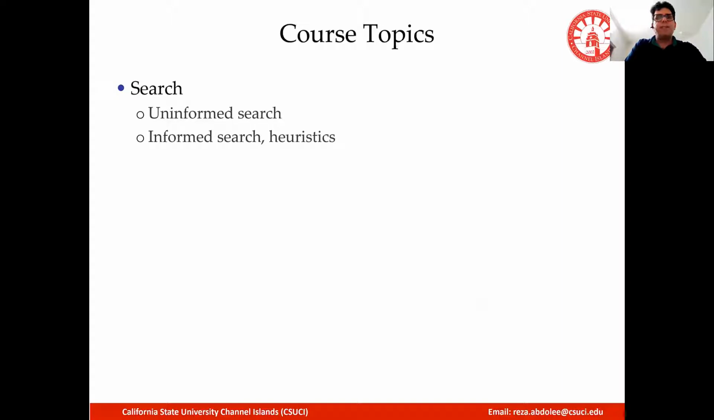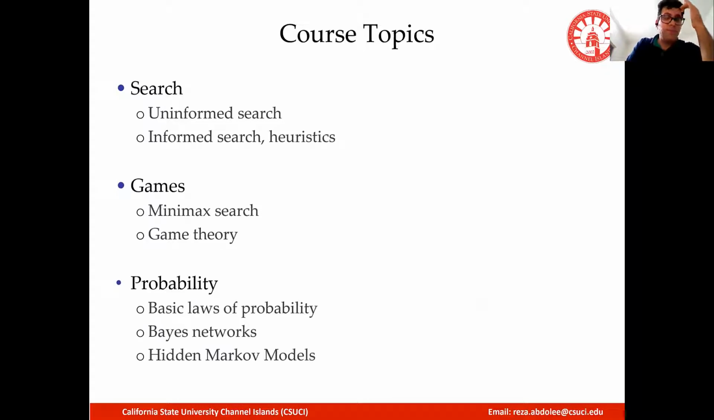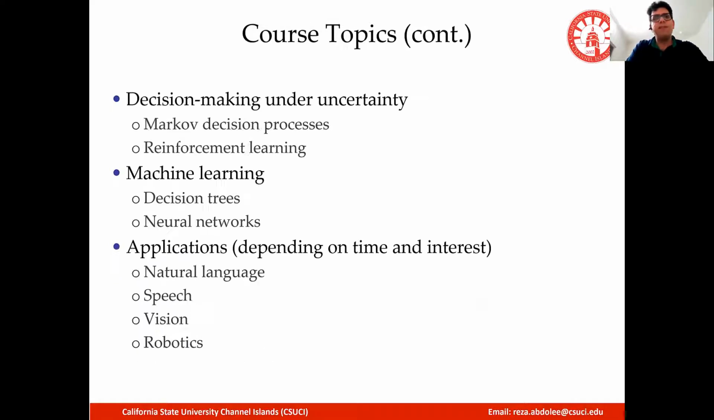Okay, course topics. We're going to talk about search algorithms, games, minimax search, and game theory. Then probability, the basic laws of probability, Bayes networks, hidden Markov models, and decision making under uncertainty. Then we go to the machine learning part of this course, talking about decision trees and neural networks. We are also going to look at applications in the area of AI and how we can use all those algorithms and techniques to develop an application in this area.